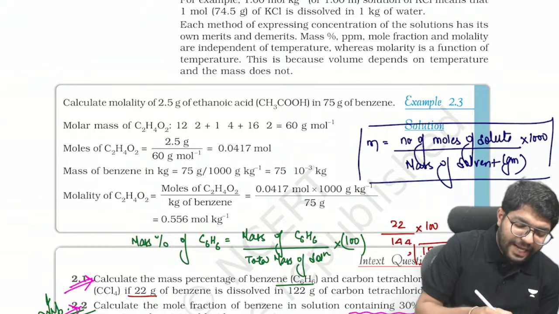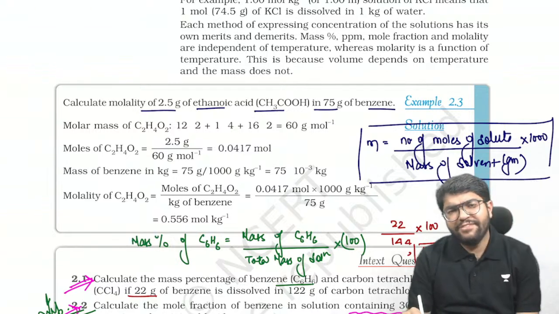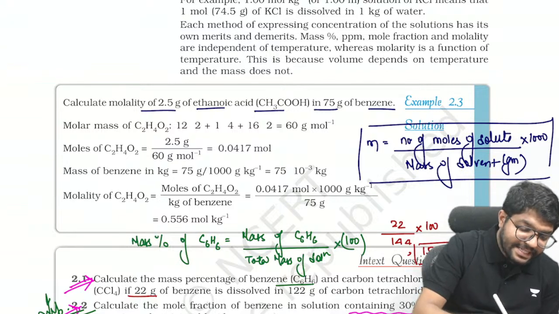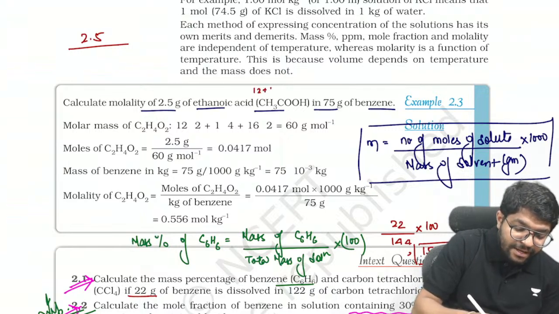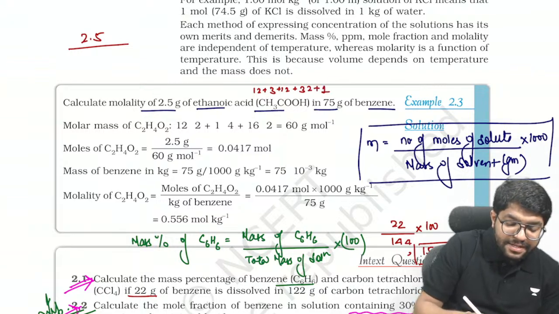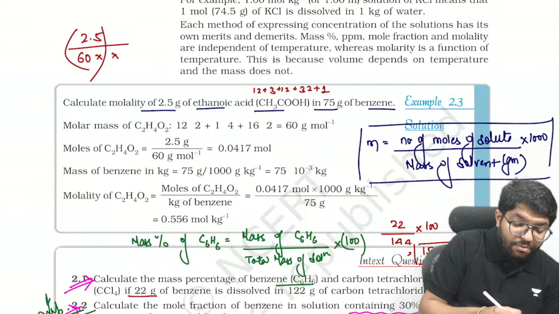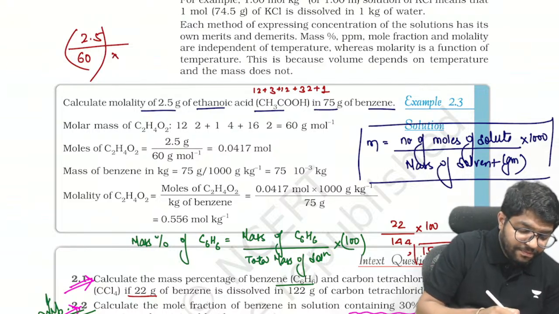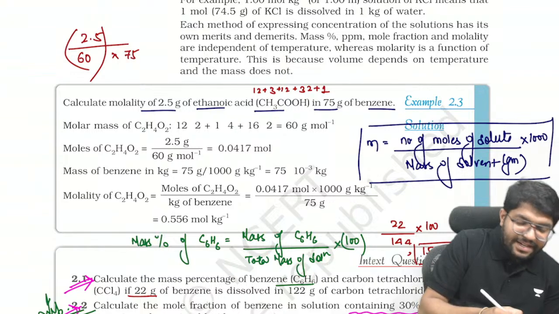So now it says calculate the molality of 2.5 gram of ethanoic acid in 75 gram of benzene. Very, very simple. 2.5 gram ethanoic acid, what would be the moles? 2.5 divided by weight, which is gonna be 12 plus 3 plus 12 plus 32 plus 1. 12 plus 3, 15, 15 plus 12, 27, 28, 28 plus 32, 60. So weight is gonna be 60. Now this is gonna be the number of moles into, what happens next? Mass of solvent is in grams, which is 75.